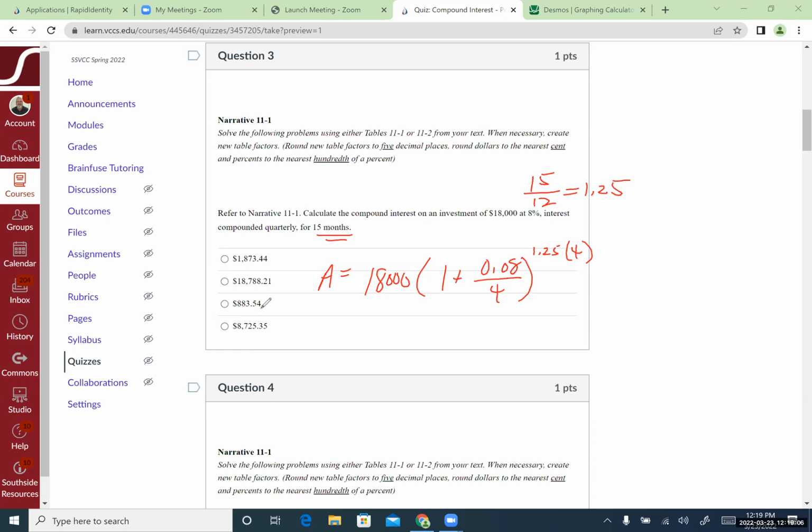I expect this answer is going to be a few pennies different from the ones given, because they use the table, and the table has to round more than we do. And when you round, you lose a little bit of accuracy. It doesn't always amount to very much, but you lose some.